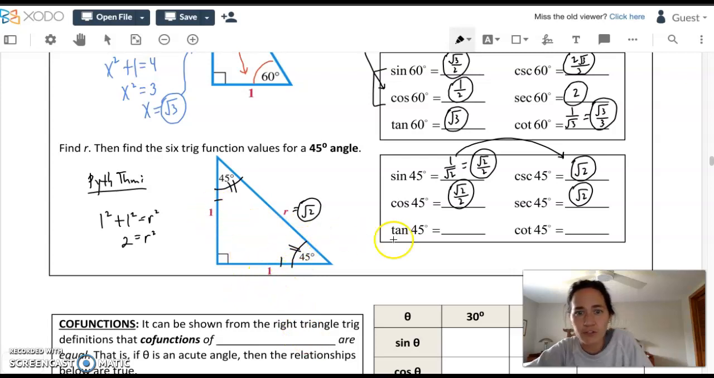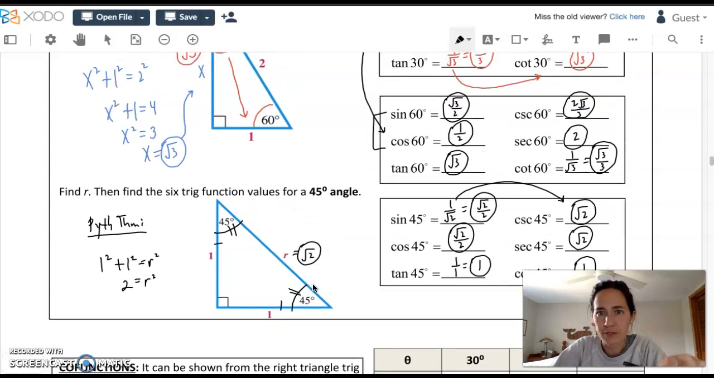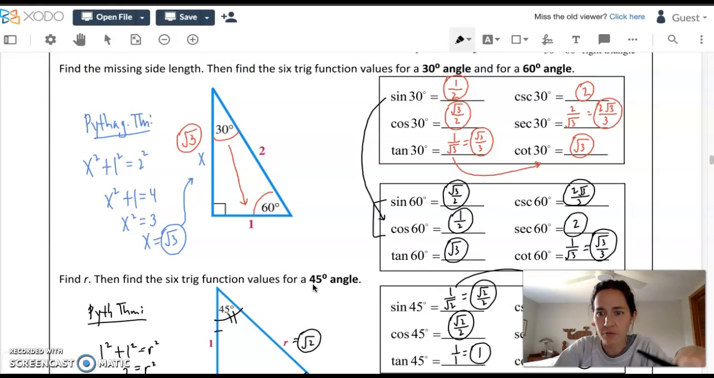Tangent, right? Easy on the diagram. TOA, opposite over adjacent, 1 over 1. Or you can use the quotient identity. This over itself, the same thing over itself, also gives you 1. Sine over cosine always equals tangent. And if you flip that tangent, you still get a 1. I seem to be noticing a bunch of repeats throughout the 3 boxes of those exact values.